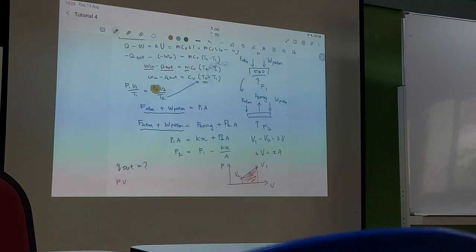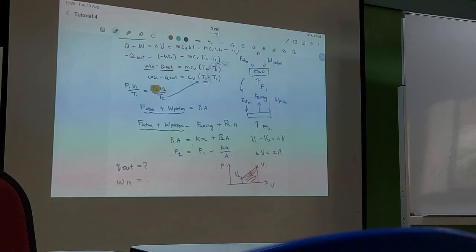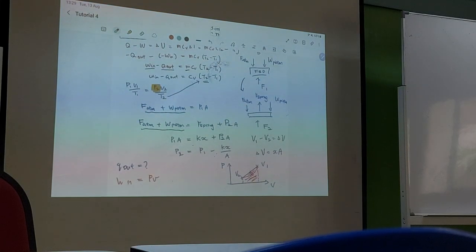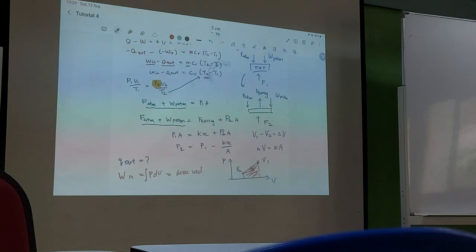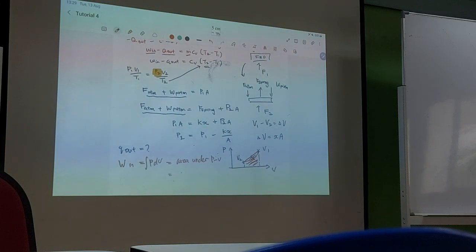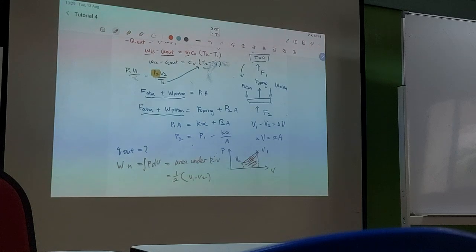Okay, so additional question, like I said, boundary work in this case would be, if we just want a small boundary work, P small v, or if it's the capital letter, then it is capital V, so P capital V. In this case, this is the area under the PV diagram, which is one over two V1 minus V2, then P1 plus P2.